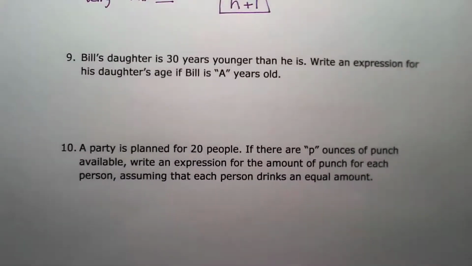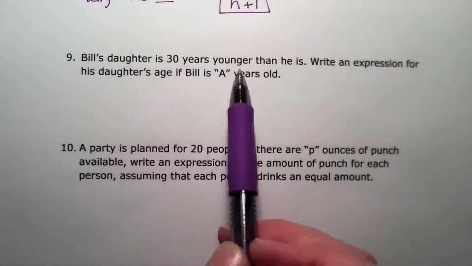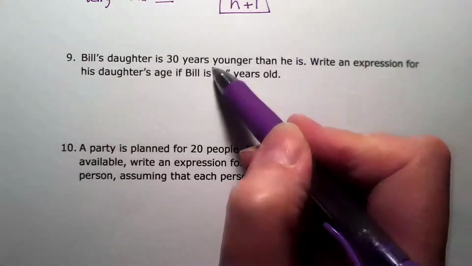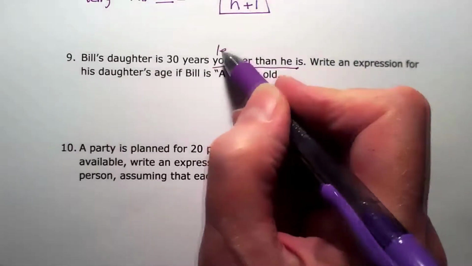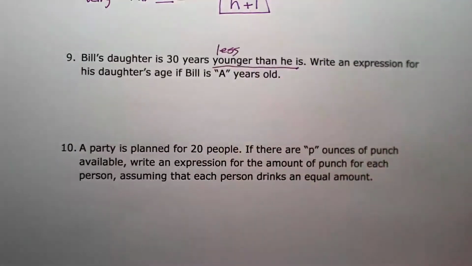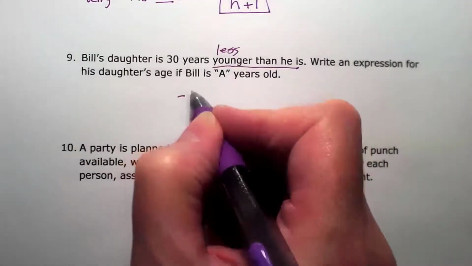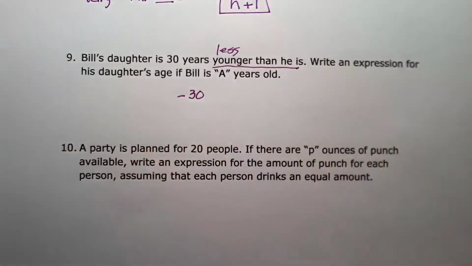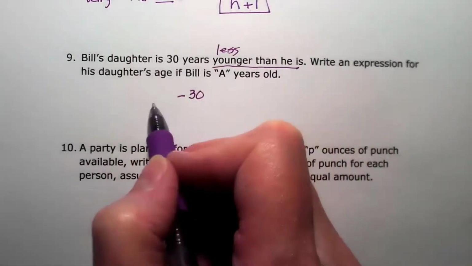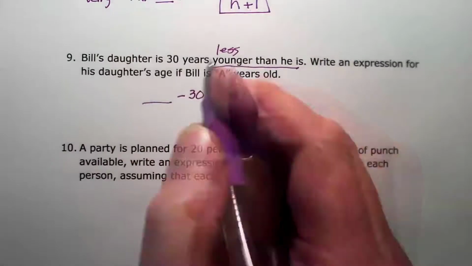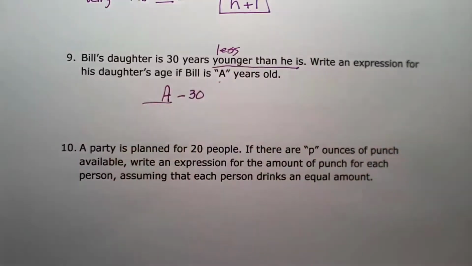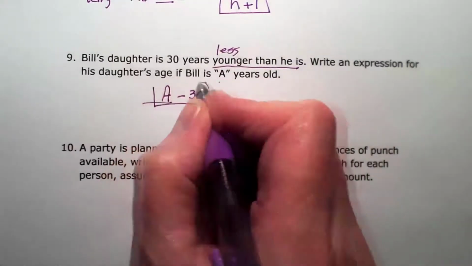Bill's daughter is 30 years younger than he is. Write an expression for his daughter's age if Bill is A years old. So Bill's daughter is 30 years younger than he is. If we're talking about younger than he is, it's like I'm saying less than. Her age is 30 years less than his. So it's going to be minus 30. 30 years less than what? Well, than Bill, and Bill is A years old. So it's A minus 30.